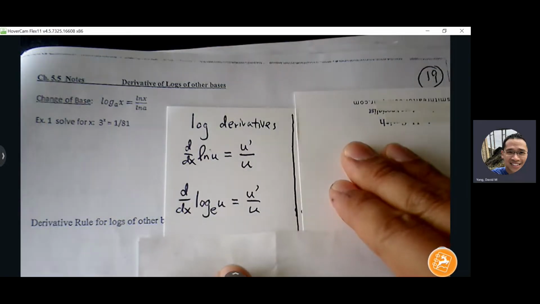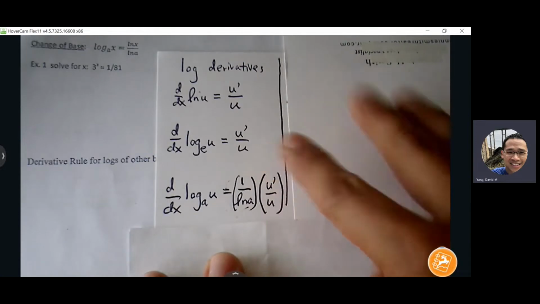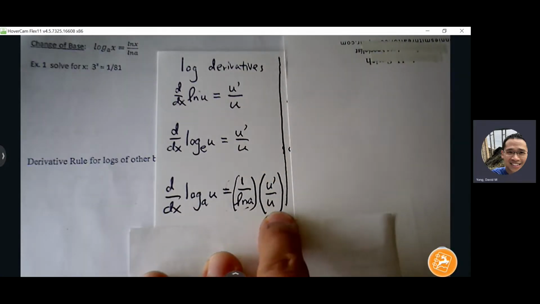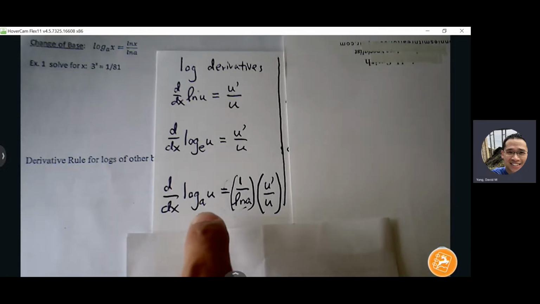Okay. So if we think about it that way, then it feels like we're just tacking on an additional something to our derivative rule. So the rule that we're going to work out today is log base a. Okay, so log base a, that a can represent bases other than e. So base 2, base 3, base 5, base 10, base 15, they all fall under this category.